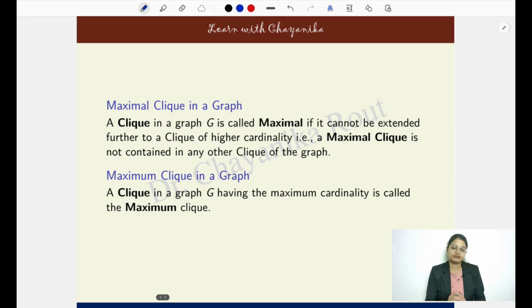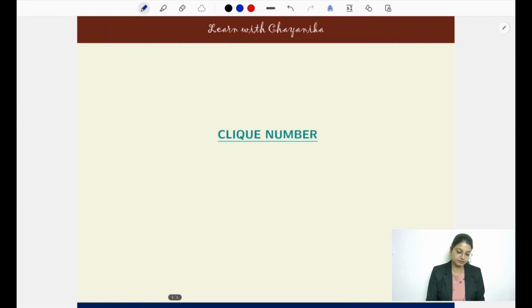So we come to the definition here. A clique in a graph G is called maximal if it cannot be extended any further to a clique of higher cardinality. That is, it is not contained in, or it is not a subset of, any larger clique in the graph. And what is a maximum clique? It is the clique having the maximum cardinality in the graph.